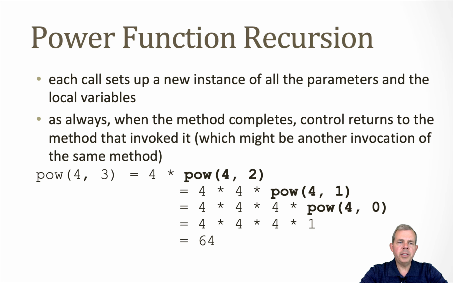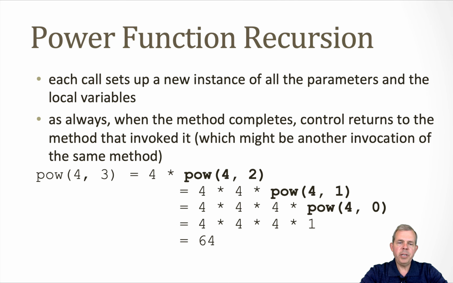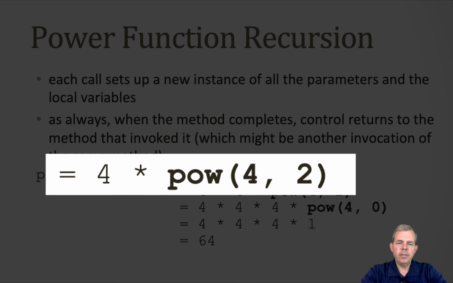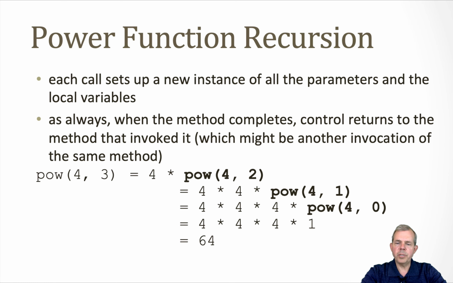So if we were to run this, you could see we could take the exponent of 4 to the power of 3. So 4 to the power of 3 is 4 times 4 to the power of 2. You could also say it's 4 times 4 times 4 to the power of 1, and so on until you get to 4 times 4 times 4 times 1.